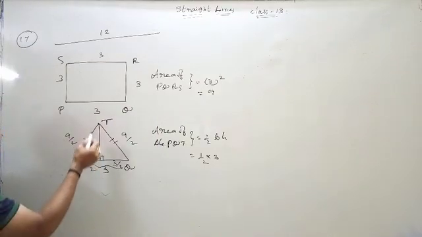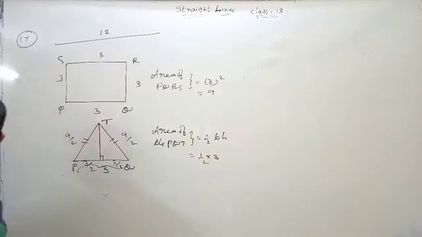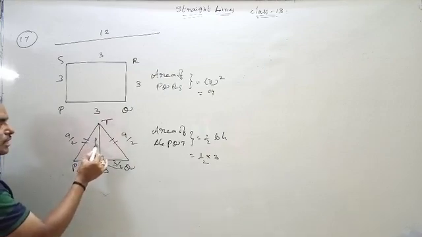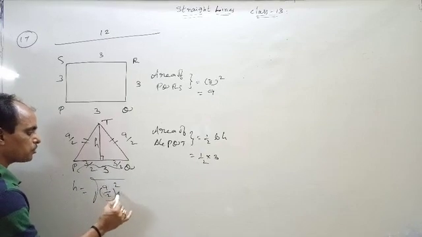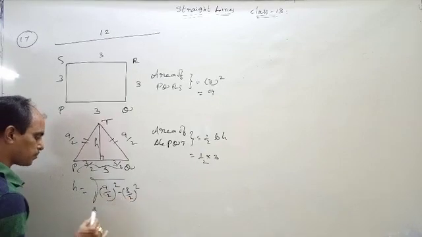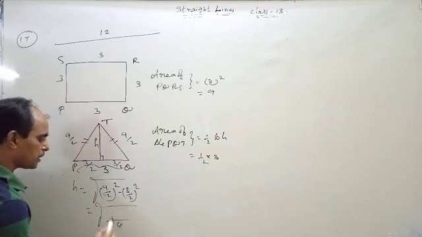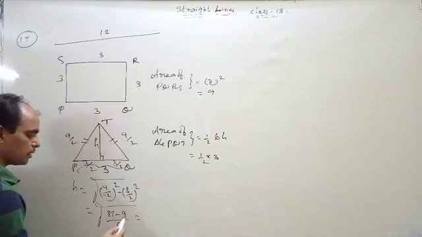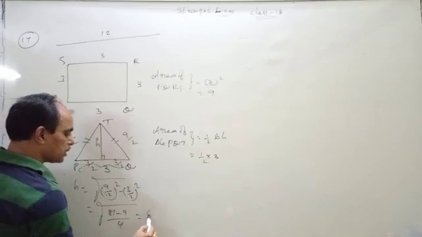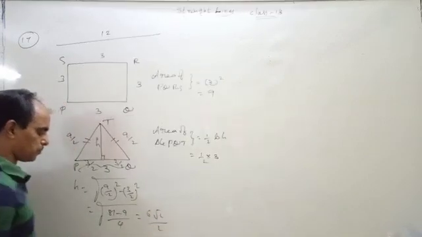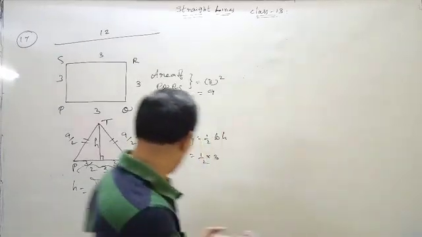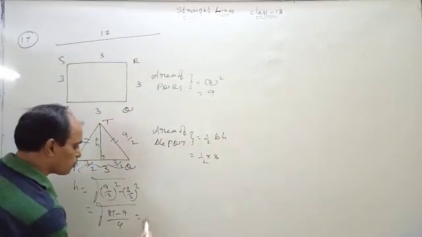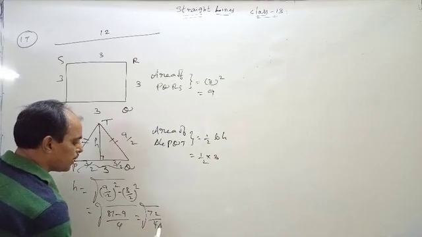Now what about the height of this one? This is height. So height h is equal to root of hypotenuse square minus side square. That is, 4 is LCM, 81 minus 9, that is root of 72 by 4.